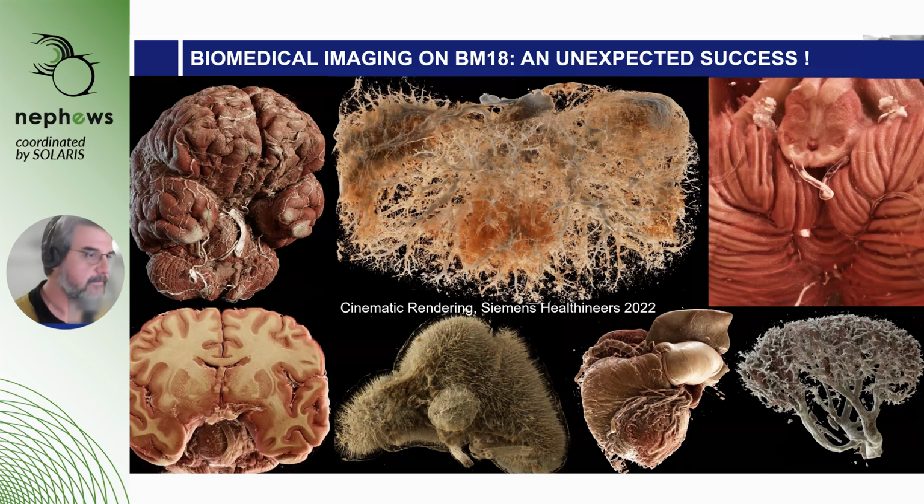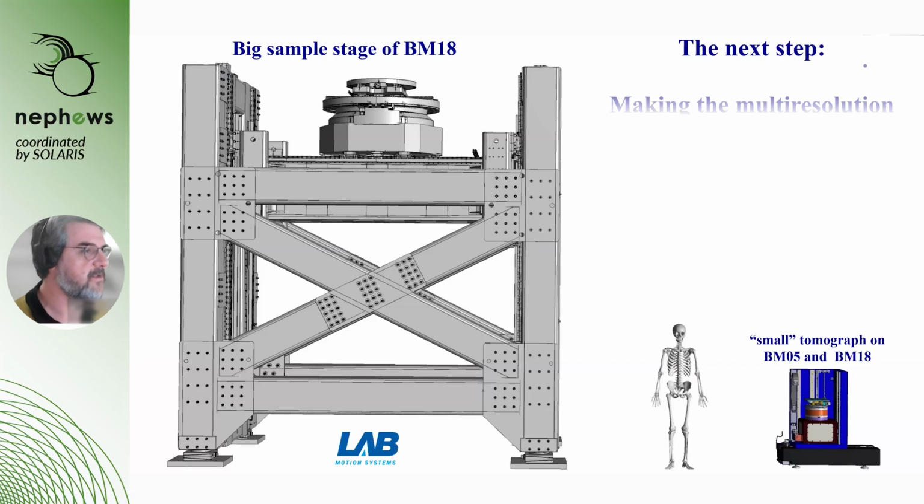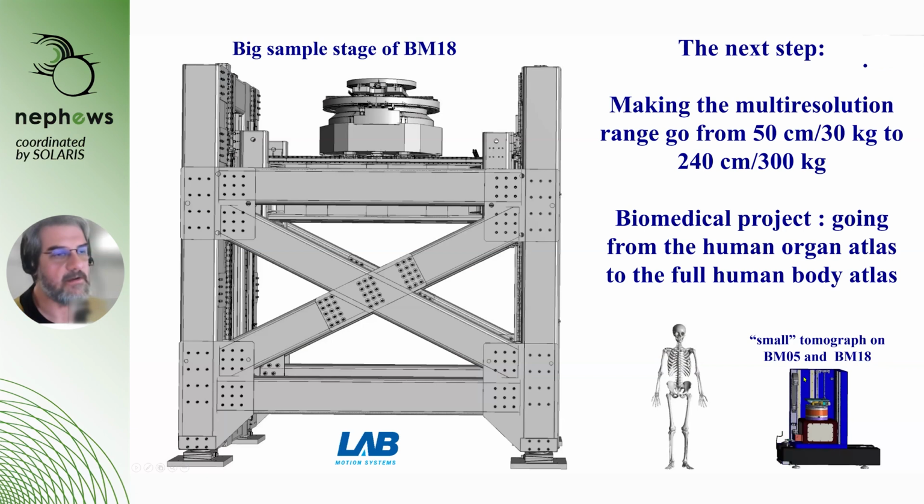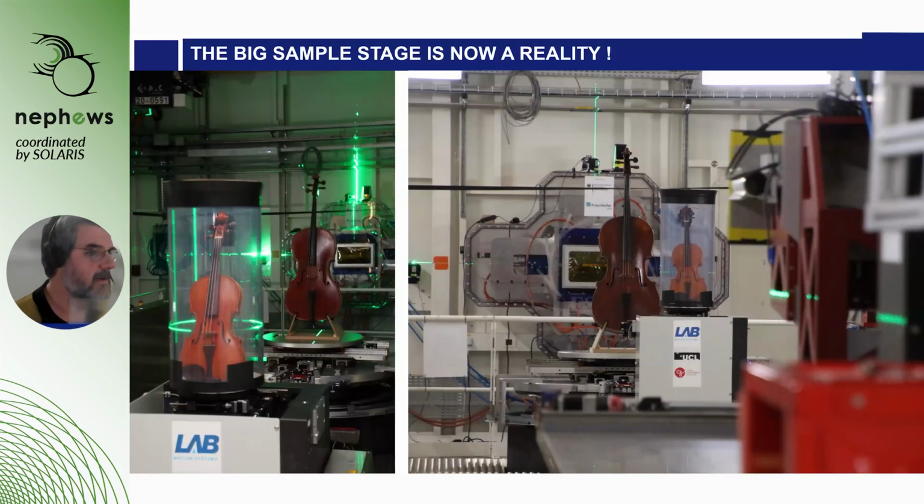metallurgy, or whatever. And as I said, we started with quite small objects. Most synchrotron beamlines in the world work on samples that are typically 1 or 2 centimeters maximum. For a long time, ESRF was working on much larger objects, up to 30 centimeters by 50 centimeters, with a small tomograph. And on BM18, we just finished the big tomograph that can take 2.4 meters and 300 kilograms. It started to make real scans at the end of last year. So here you can see the small tomograph and the big one behind.